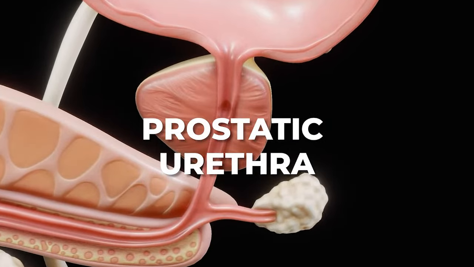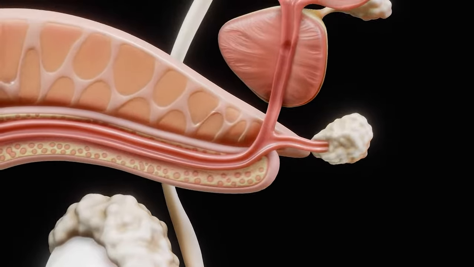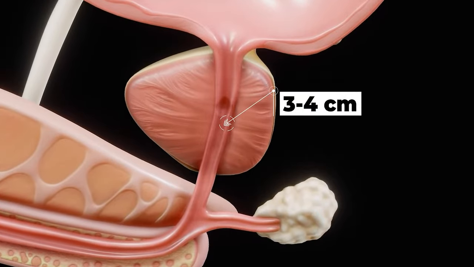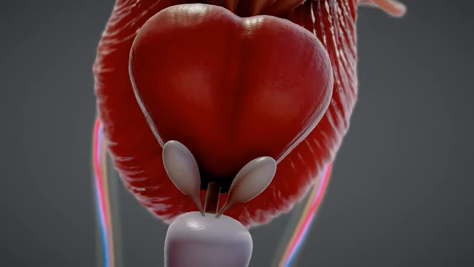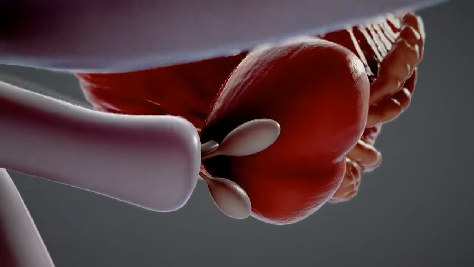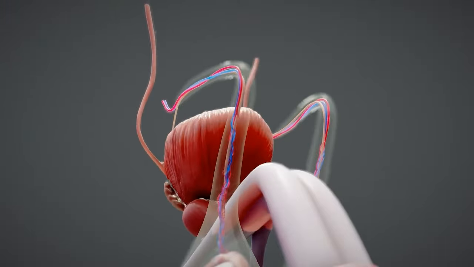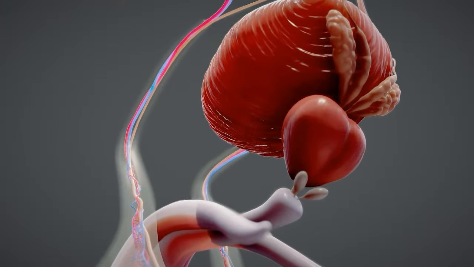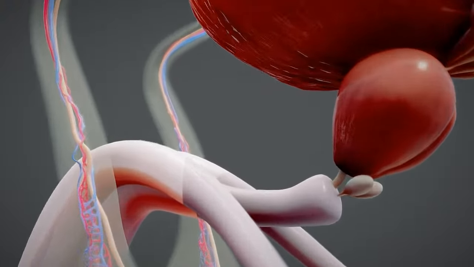Prostatic urethra. The prostatic urethra is the portion of the urethra that passes through the prostate gland, and it is about 3 to 4 centimeters in length. It begins at the bladder neck and extends to the membranous urethra. This section serves as a conduit for both urine and semen. The prostatic urethra is notable for containing the openings of the ejaculatory ducts, where sperm and seminal fluid mix before entering the urethra during ejaculation.